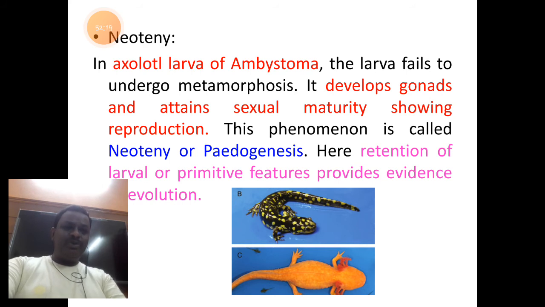Down is the picture where you have at the top the Ambystoma adult, and below is the larval form, which we call the axolotl larva, where we find specifically the concept of neoteny.